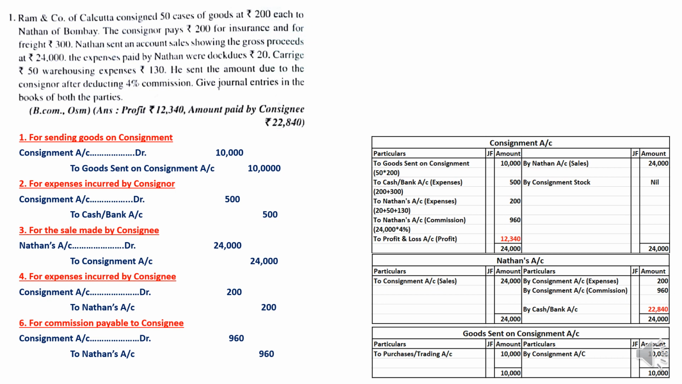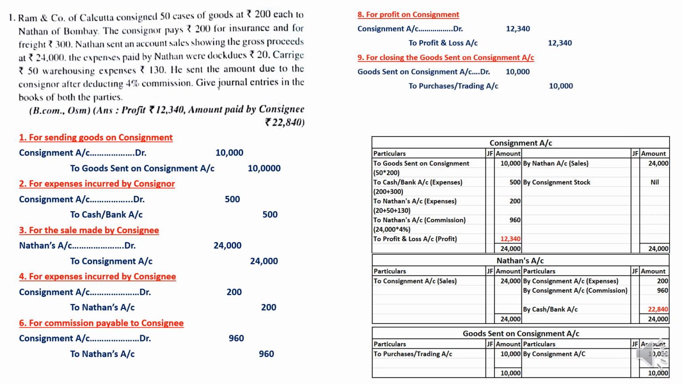For this we will pass two more journal entries. For consignment profit, the entry is consignment account debit to profit and loss account 12,340. For amount receivable, that is closing the goods sent on consignment and consignment account, so goods sent on consignment account is credited to purchases or trading account. Finally we write the entry for amount receivable from the consignee, that is 22,840. Cash, bank or bills receivable account debit to consignee's account.